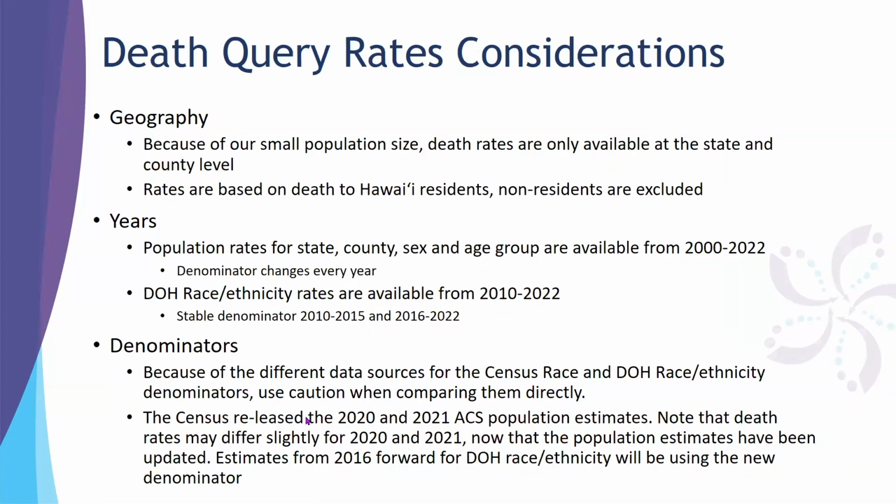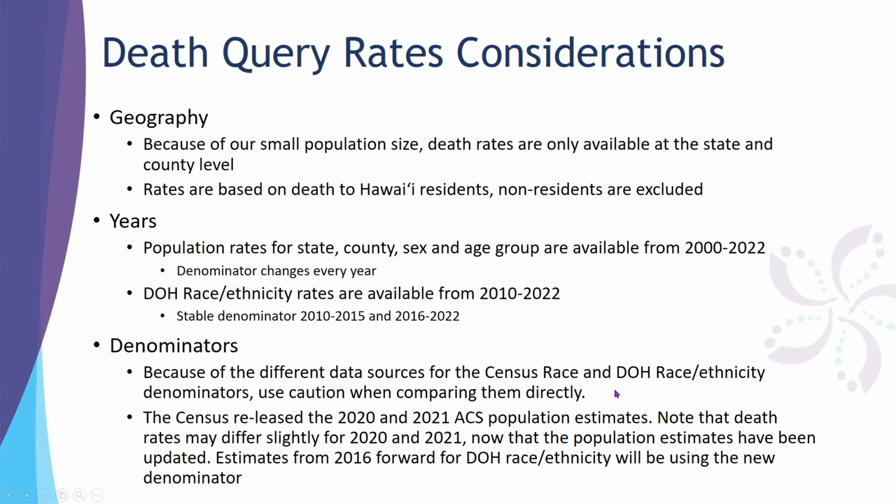So thinking again about our death rate queries, because of our small population size, the death rates are only available at the state and county level. Whereas if you want to get into more detailed information about where things actually happened or the residence of people, then that would be using the counts only. The rates here are based on Hawaii residents, so non-residents are excluded. The years for the population rates for state and county cover 2000 to 2022, and these denominators change every year. When we're looking at the DOH race ethnicities, the rates are only available from 2010 to 2022 because we just bought those two special runs, and they have two stable denominators in here.